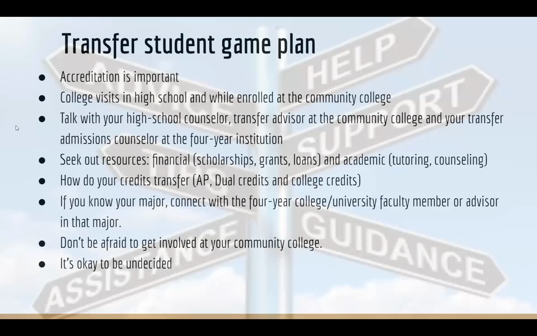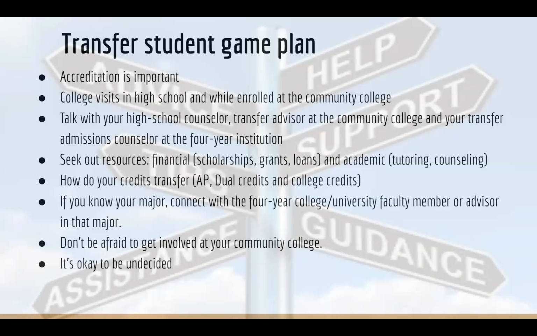Okay, so all this information that we discussed, we've put together a transfer student game plan. You heard most of us talk about accreditation. That is really important. When you're looking at schools, make sure that school is accredited, because Augustana will not accept credits from a school that's not accredited. I've seen transcripts with 40, 50 credits on there, and we won't accept any credits because the institution was not accredited. So that's really, really important.